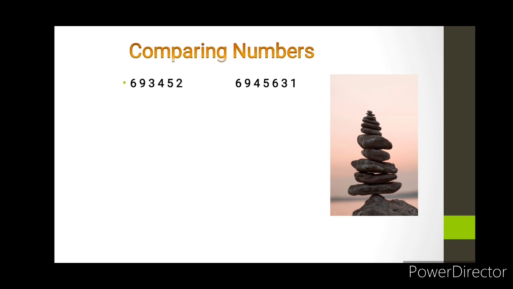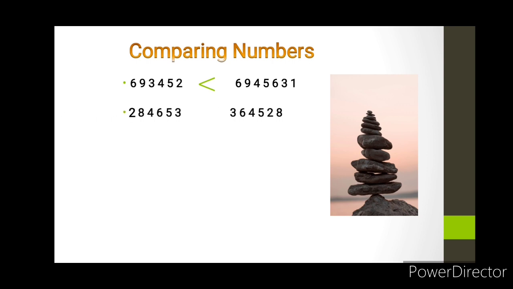Let's start from the left hand side. How many digits are there? 1, 2, 3, 4, 5 and 6. What about the right hand side? 1, 2, 3, 4, 5, 6 and 7. So as you can see, here are 6 digits and here are 7 digits. So obviously the number on the right hand side will be greater because it has more digits. Let's see the second one.